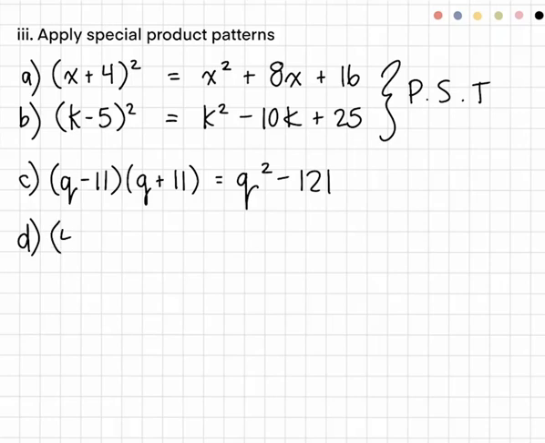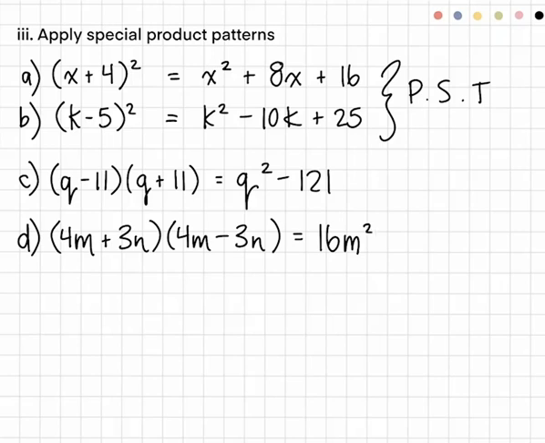So we've got (4m + 3n), and then we're going to have (4m - 3n). Okay, so let's use the pattern again. I'm going to find the product of my first terms. So I've got 4m times 4m. So 4 times 4 is 16, times m is m squared.